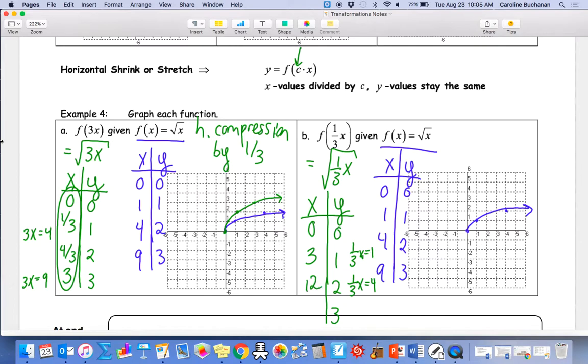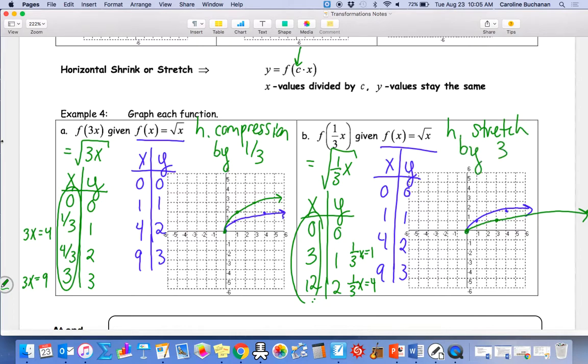You can already see that we're going to get larger and larger x values, so let's just stop the table right there. So now we're going to have the points 0, 0, 3, 1, and 12, 2, which is far off our graph, but it would be somewhere around here. And that's what our graph is going to look like. So what happened here is the y values stayed the same, and our x values got much larger. They actually tripled. So here we have a horizontal stretch by 3.